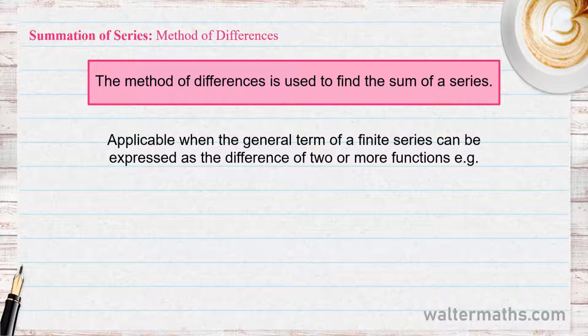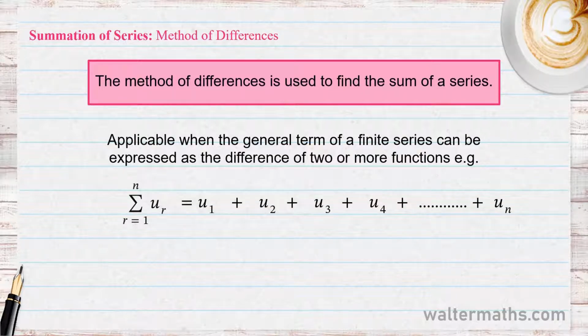Let's say we have a series represented by the summation from r is equal to 1 up to n of terms of the form u sub r, which can also be expressed this way. If u sub r can be expressed as a difference between two functions, for example, u sub r is equal to f of r minus f of r plus 1, then the method of differences can be applied to find the sum of the series.